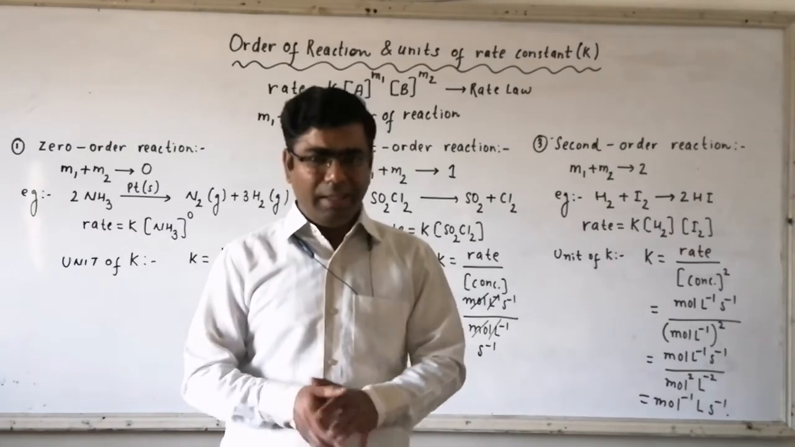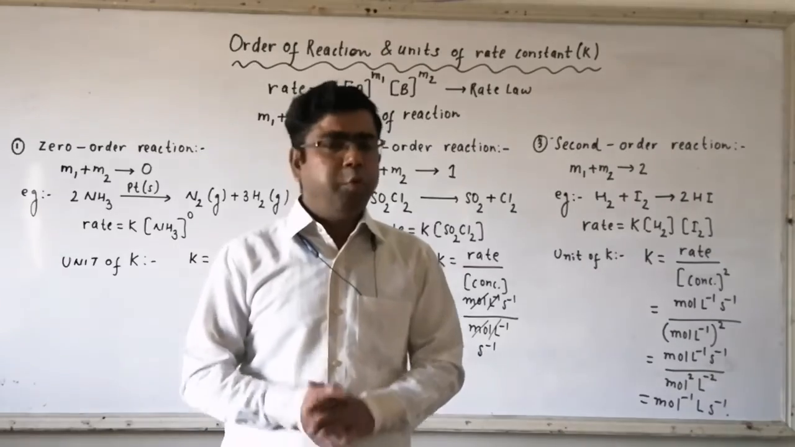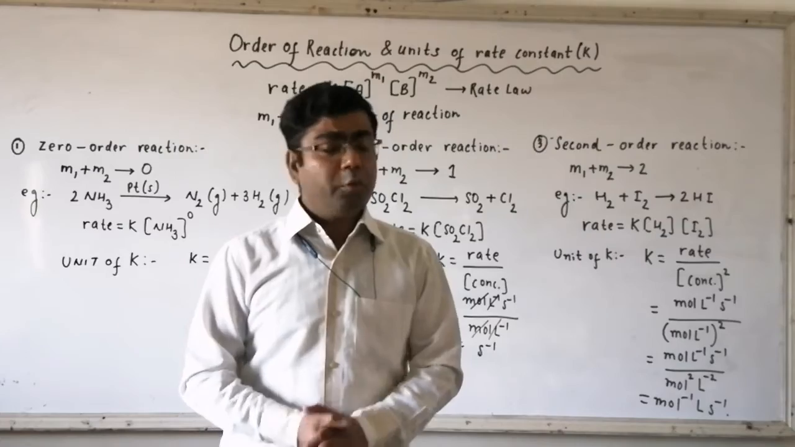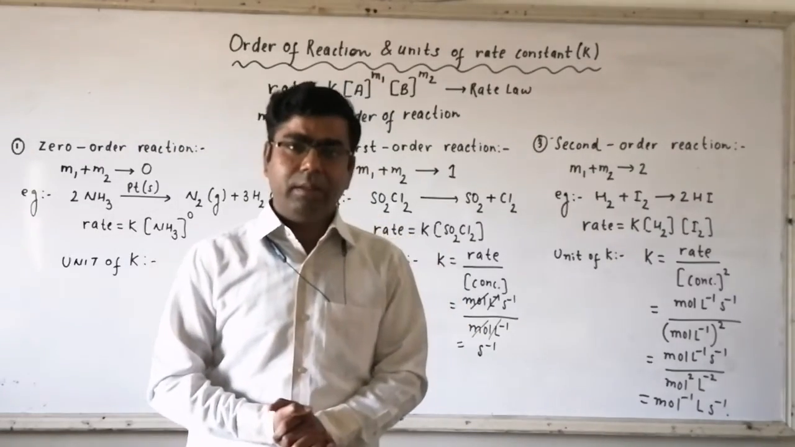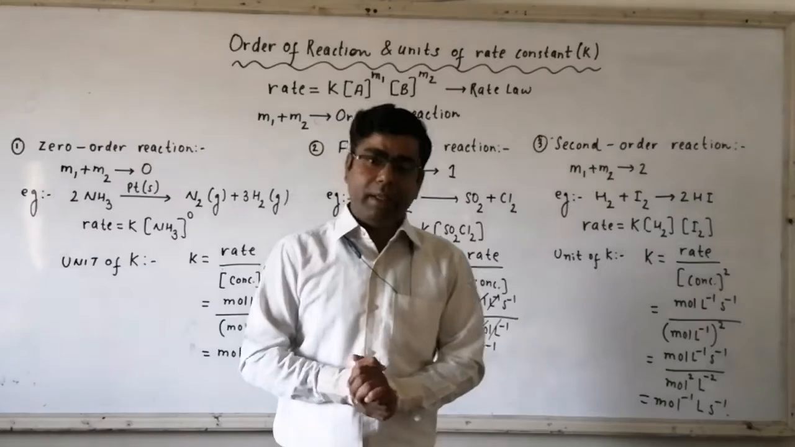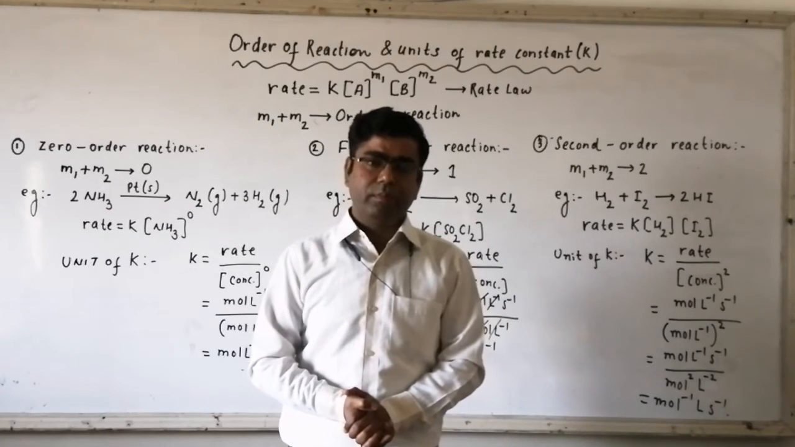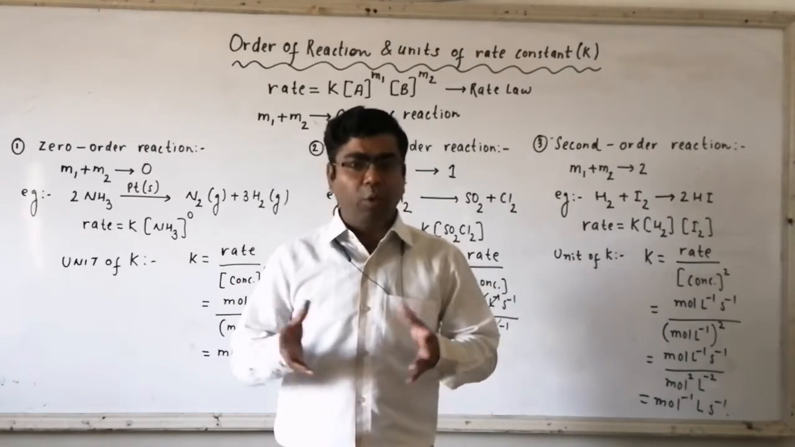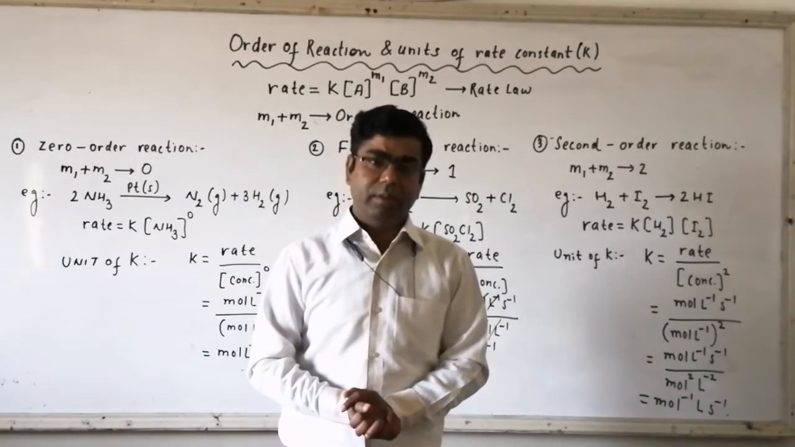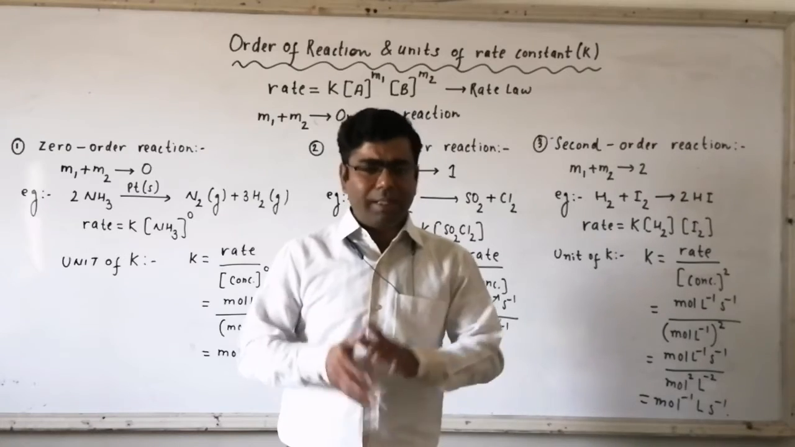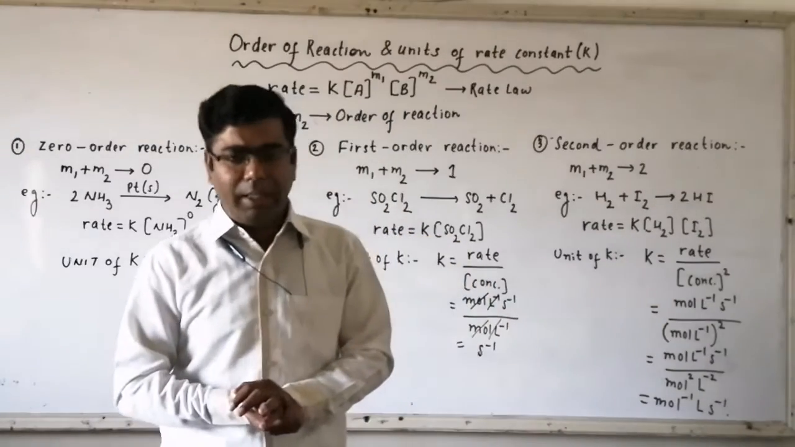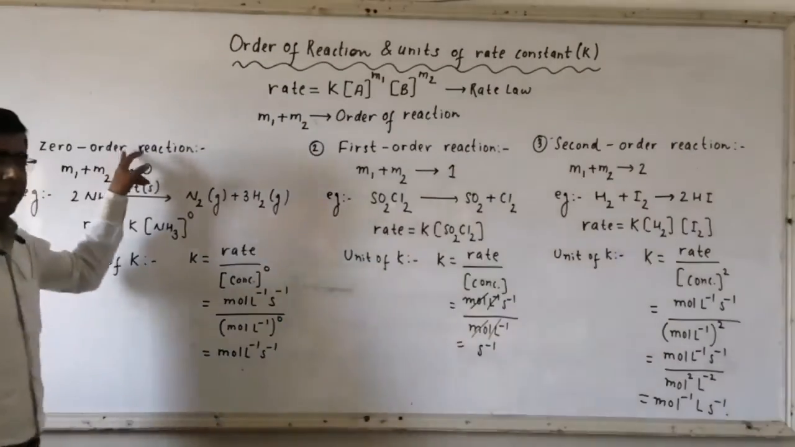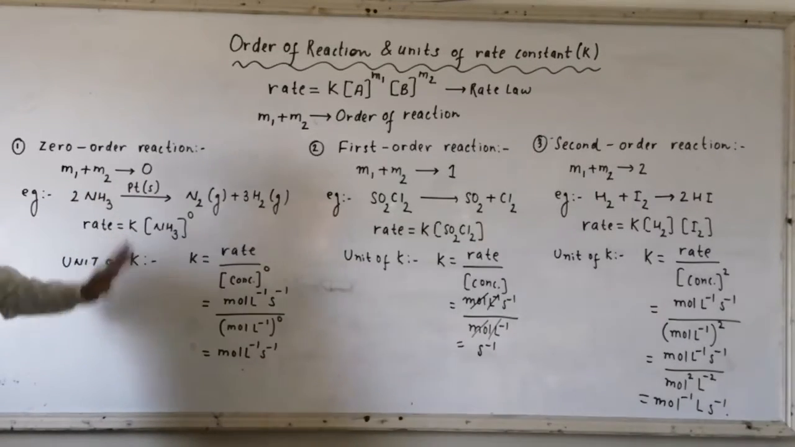Remember, there are few reactions for which order comes in fractions. So fractional order reactions are also there. There are few reactions where order is 1.5. So value can be 0, it can be whole number, it can be in fraction. So today's lecture we will talk about simple reactions only. So let's first start with zero order reaction where m1 plus m2 will be equals to 0.